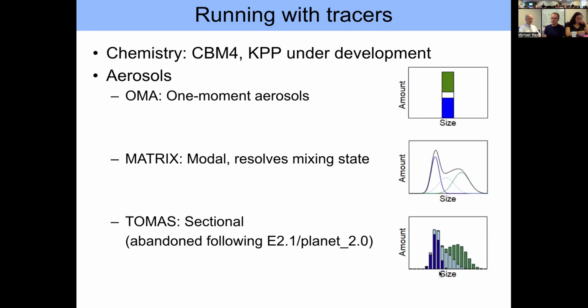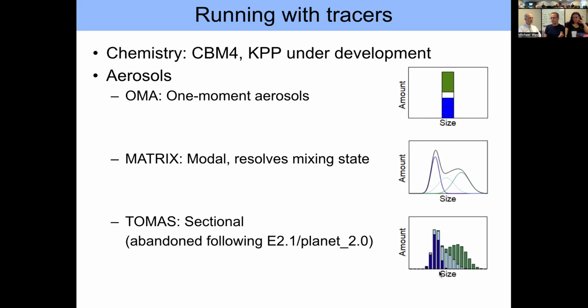We have KPP under development for quite a while. We are getting there. And then we will be able to change the chemistry and do whatever we like. For aerosols, I mentioned OMA and matrix. On this slide, we should probably remove Thomas because it's not really functioning. It's gone in future versions as well. So let's focus on OMA and matrix.